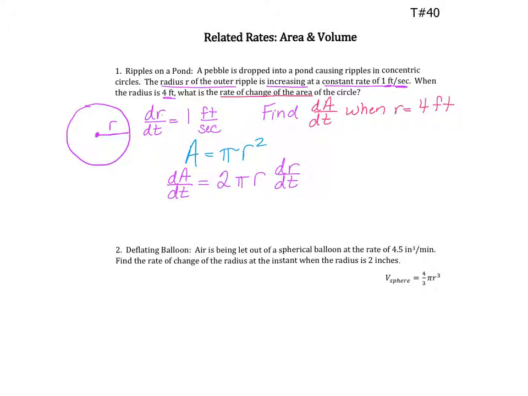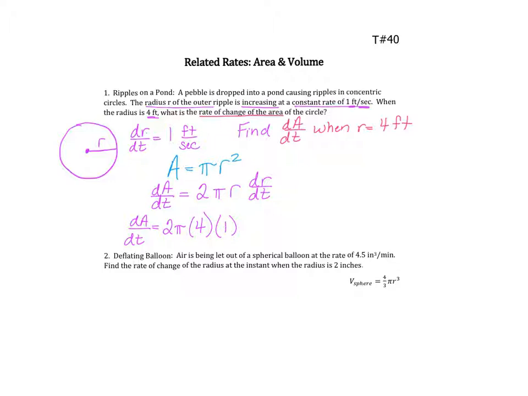This is where I fill in. I get dA/dt, that's what I'm looking for, so that's the variable I don't know. I have 2 pi. I can fill in r was 4. After I've taken the derivative, that's when I can put in my numbers, and notice that I would get dA/dt is 8 pi.